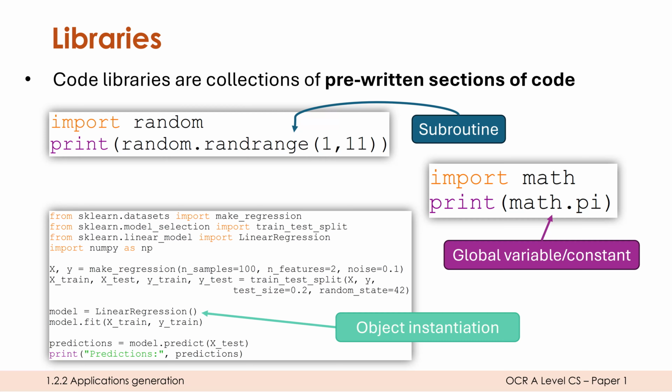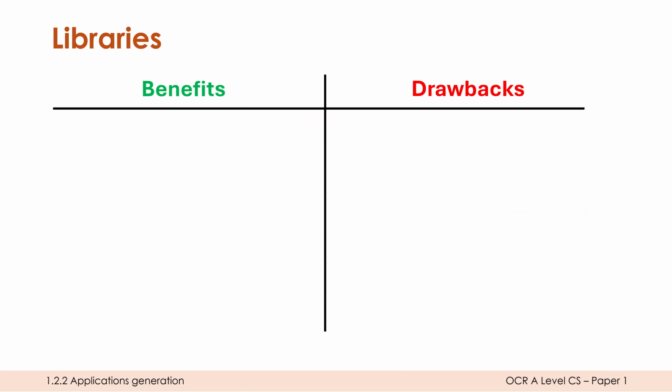The bottom code here contains some machine learning code where we are creating an object based on a class definition already written in a library. I'm using those bottom two examples to emphasize that it's not always subroutines we are using, although subroutines are the most common things we would use from a library, I would say.